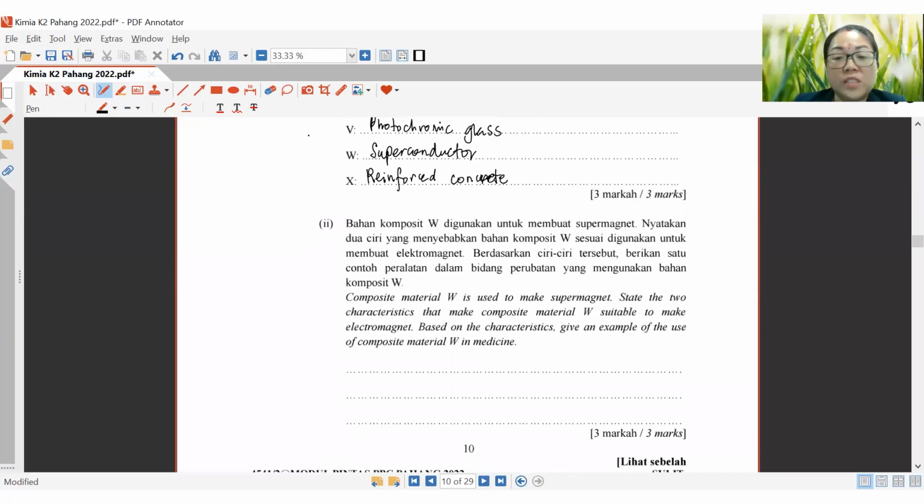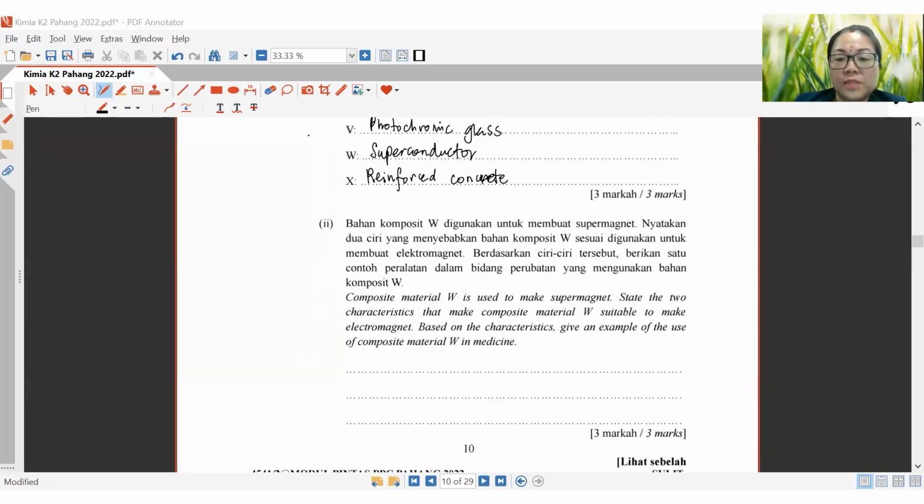Composite material W is used to make supermagnet. State the 2 characteristics that make composite material W suitable to make electromagnet. Based on the characteristics, give an example of the use of composite material W in medicine. So what would that be? The fact that it is light, number 1. It has strong magnetic force, and also it has a magnetic resonance imaging machine.